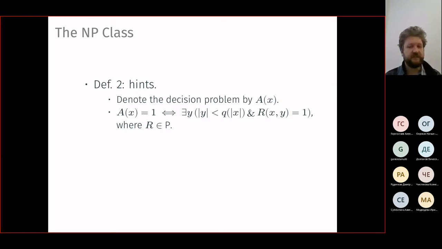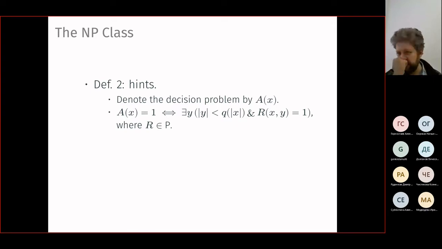The hint y is just bits of information, and the size of y should be small, should also be polynomial. So the angel cannot give you too much information, only a polynomial amount. And R is a polynomial relation, so it can be solved in polynomial time. Again, for satisfiability, we don't know how to solve it polynomially. We're given a formula, we're staring at it, and we don't know whether it has a satisfying assignment. The only way is to try all of them, but it's exponential. You can try resolution, it also can lead you to exponential blow up, etc.